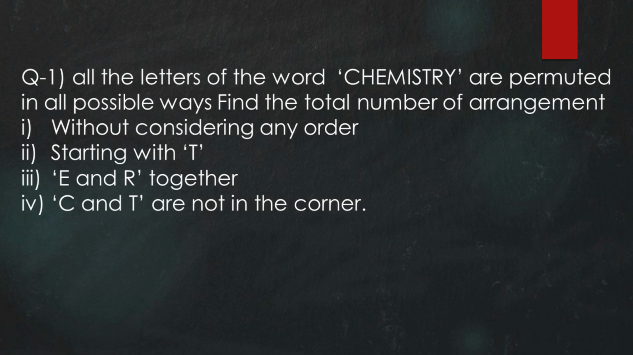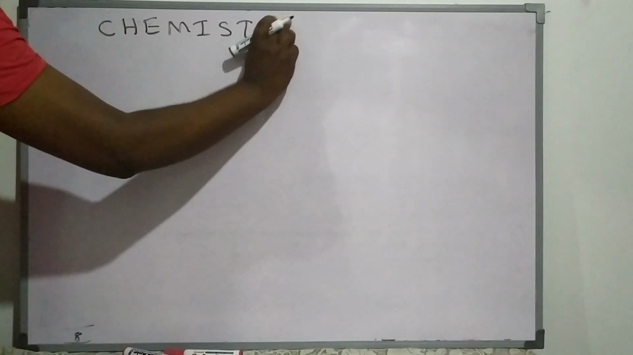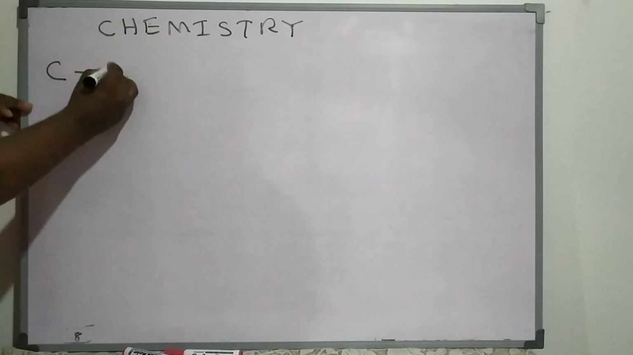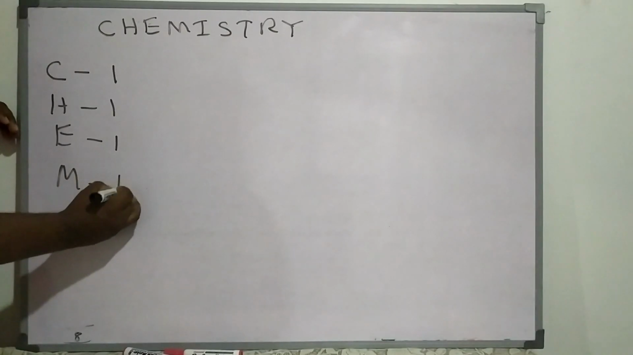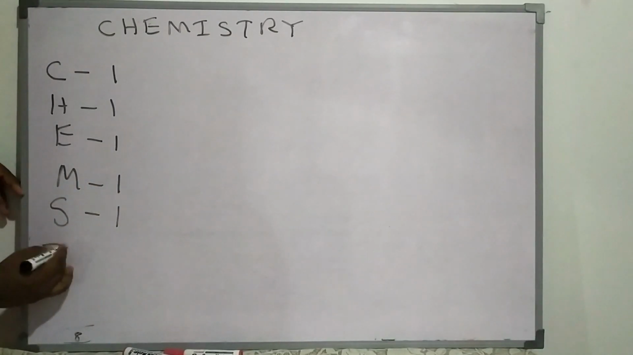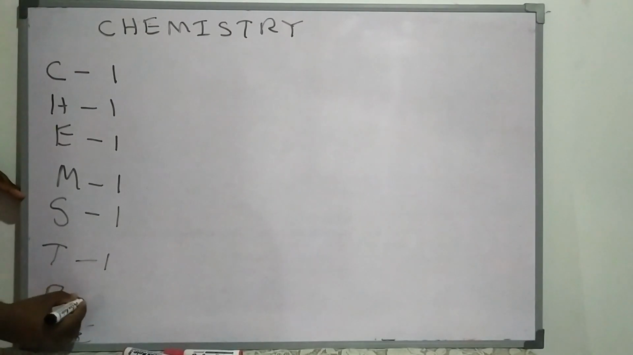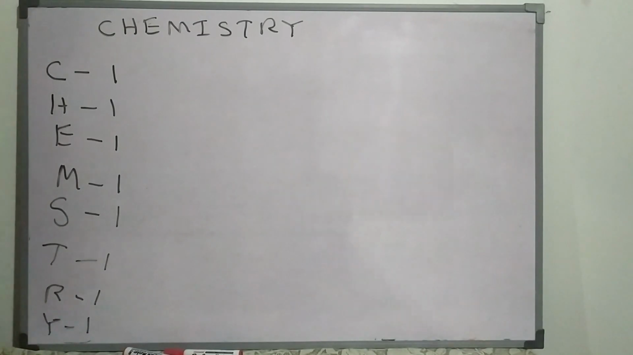Okay, let's move to the next one. All the letters of the word CHEMISTRY, your favorite subject, are permuted in all possible ways. Find the total number of arrangements without considering any order. Again, I'm writing the word CHEMISTRY: C1, H1, E1, M1, I, S, T, R, Y.